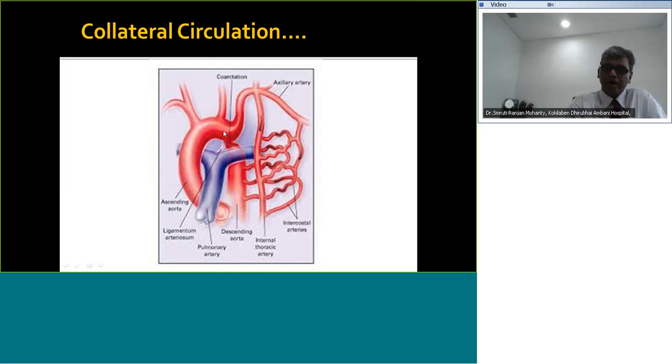Now it's very important, if you have a coarctation or obstruction to the flow in this part of the aorta around the ductus, obviously there will be collaterals that develop between the proximal and distal arteries. The arteries that participate in coarctation are the collaterals from the axillary artery, internal mammary or internal thoracic artery, and they join all the intercostal arteries below the coarcted segment.